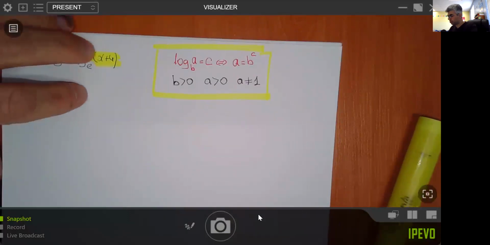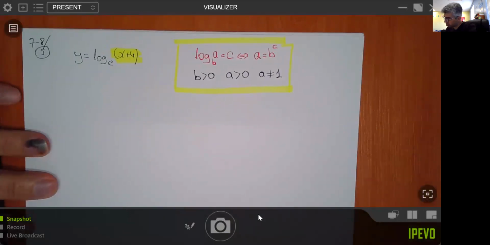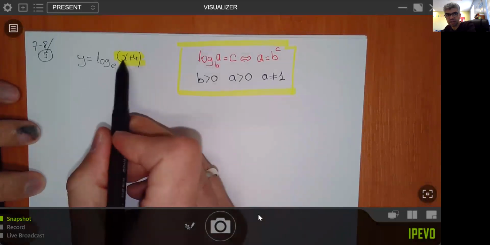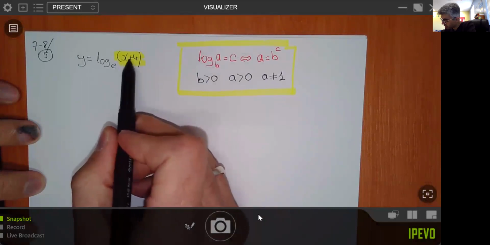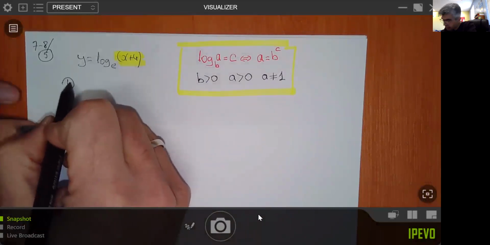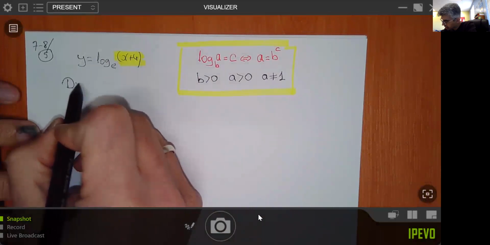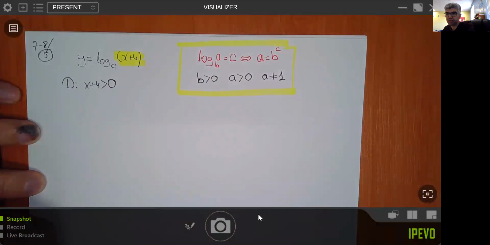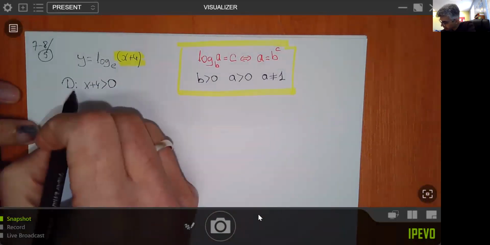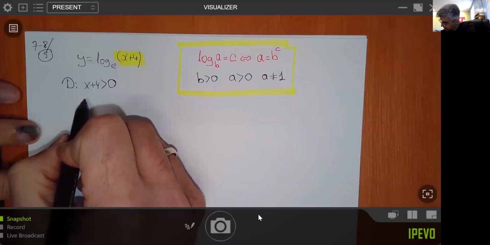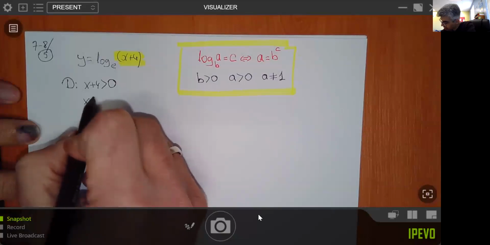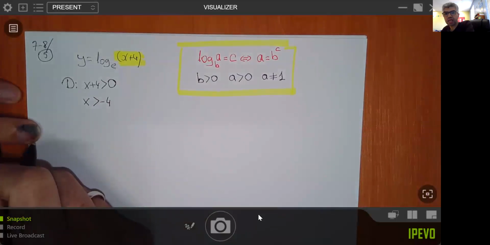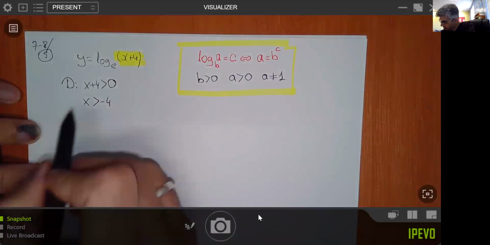It is very important. So if we turn back to our question, instead of a, here we have x plus 4, our function in logarithm. To find the domain, what will I write? That x plus 4 must be positive, must be greater than 0, okay? And that is, guys, x greater than minus 4.